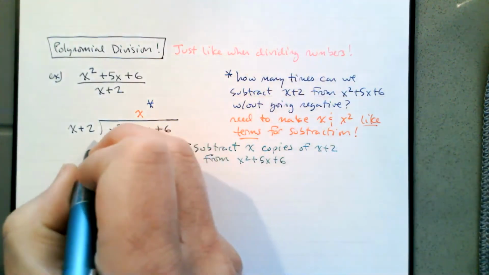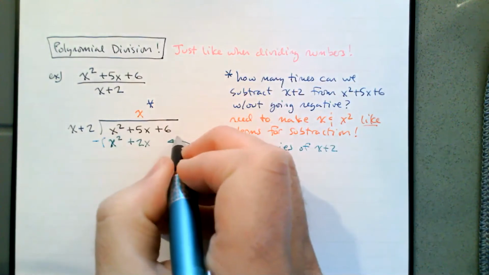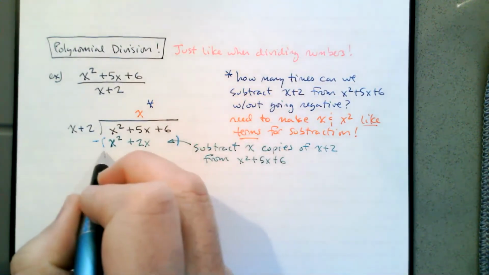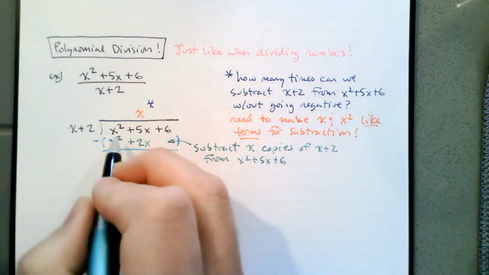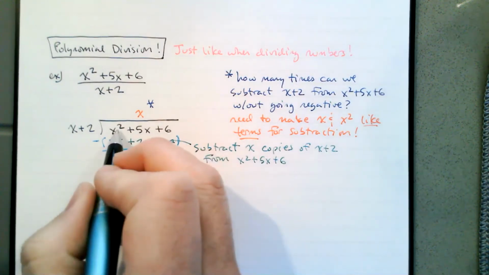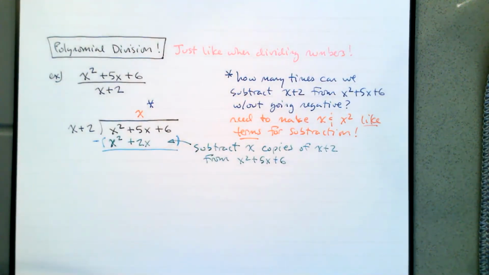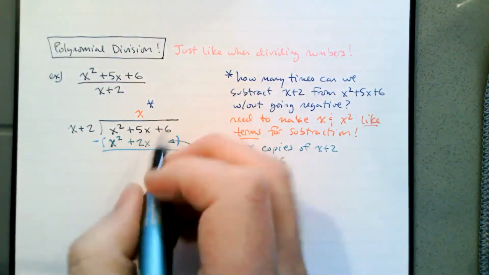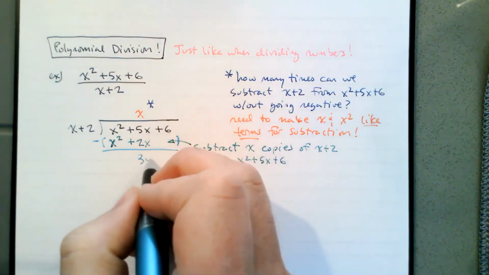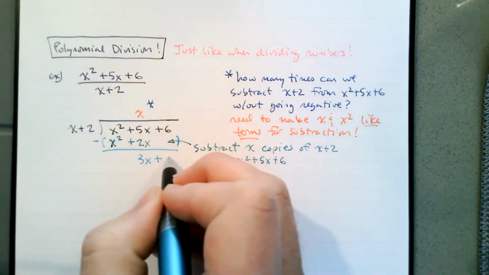So now I'm going to subtract x squared plus 2x from the x squared plus 5x plus 6. X squared minus x squared is 0x squared. That's what we want to happen. We want to drop down 1 degree over here. And then 5x minus 2x is 3x. And then 6 minus 0 is 6.